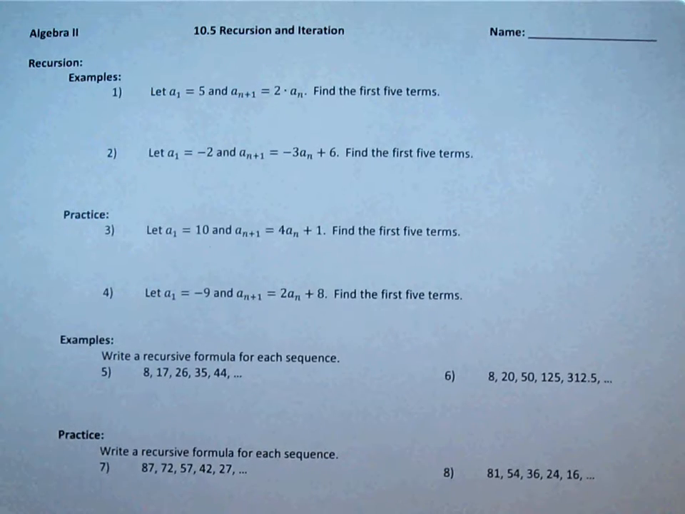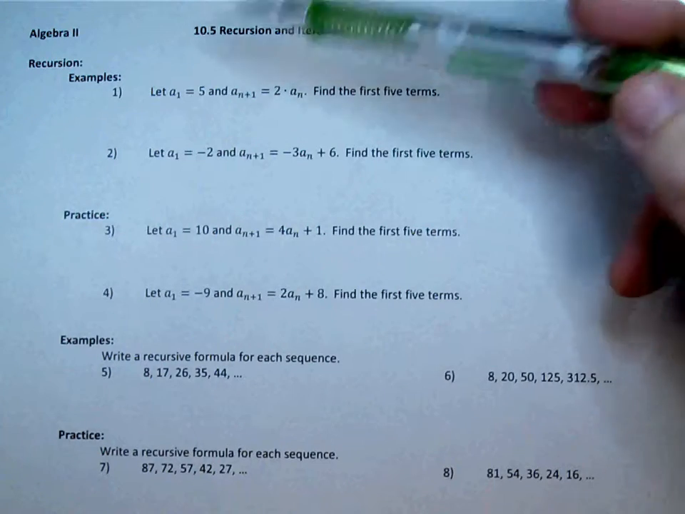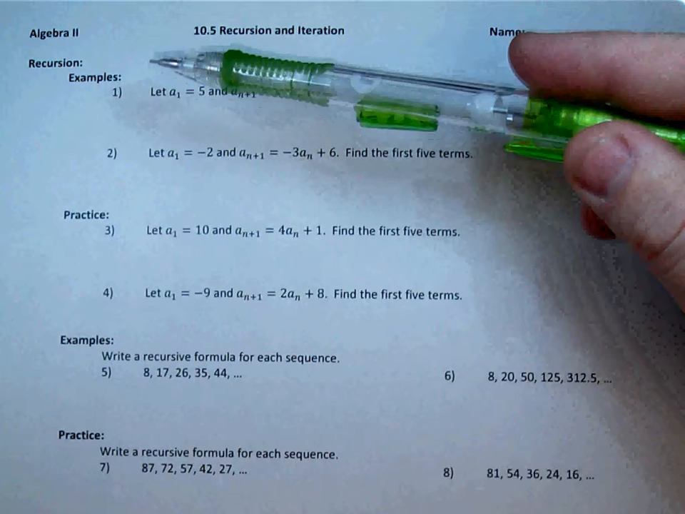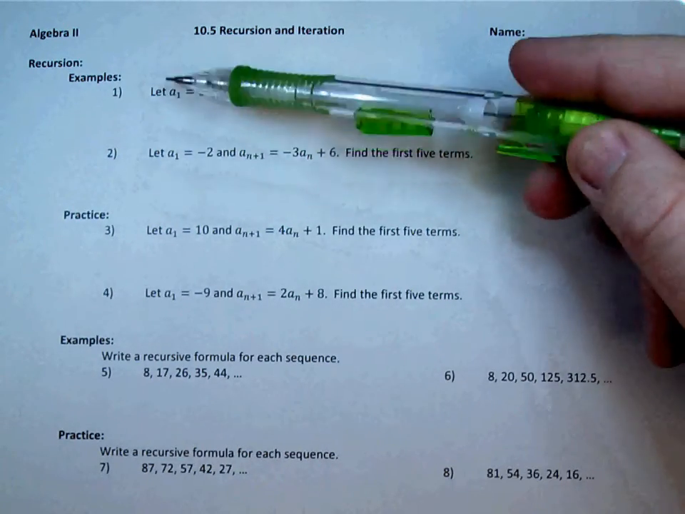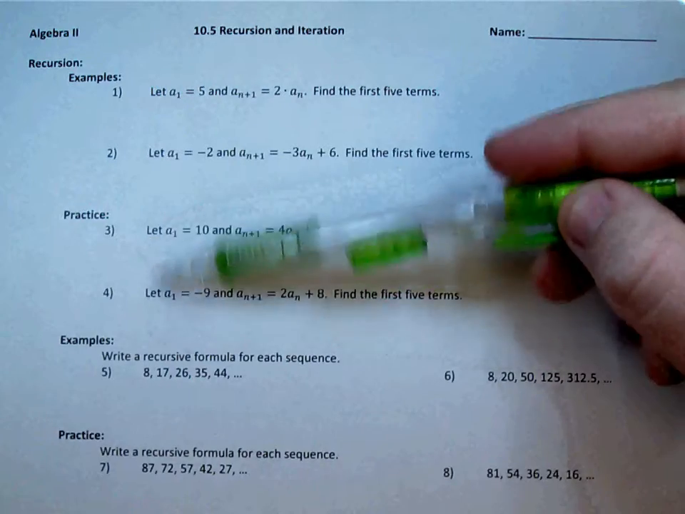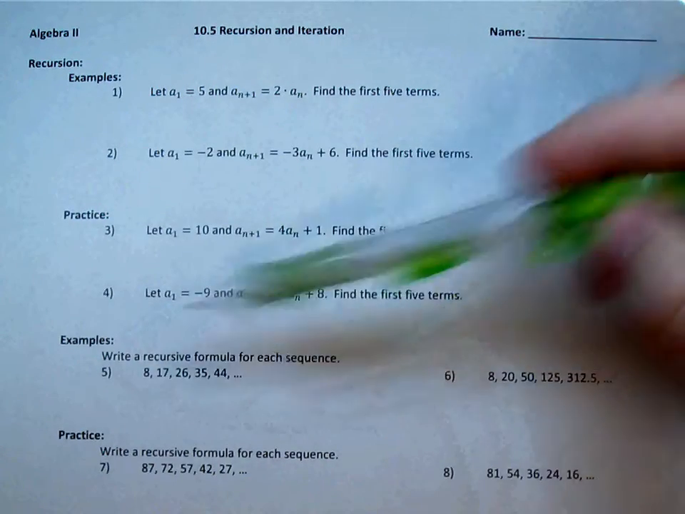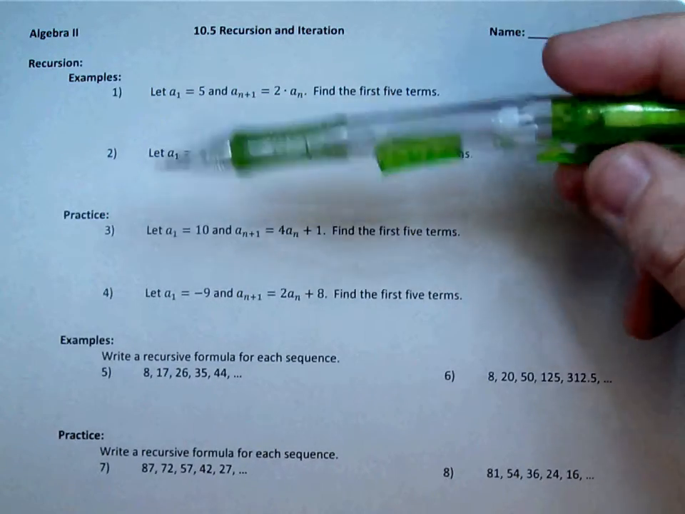Okay, so this is section 10.5. We're going to talk about two things, recursion and iteration, or recursive rules or recursive formulas. So we'll start with that and see how this worksheet is set up. I'll do a couple examples, then you've got a couple practice problems. The practice problems will be your assignment. So I do a couple of examples again on something different, and then you'll do a couple practice problems, and then we get into iteration down on the bottom.